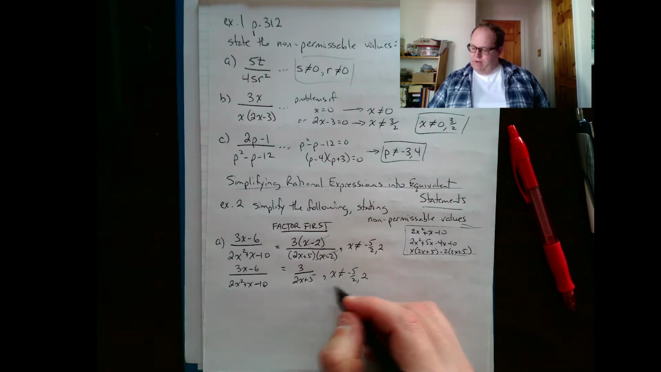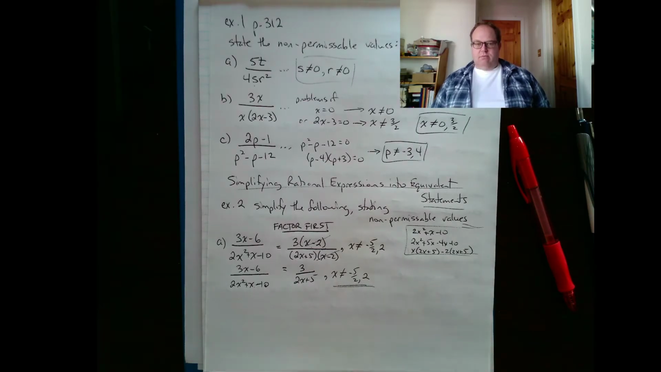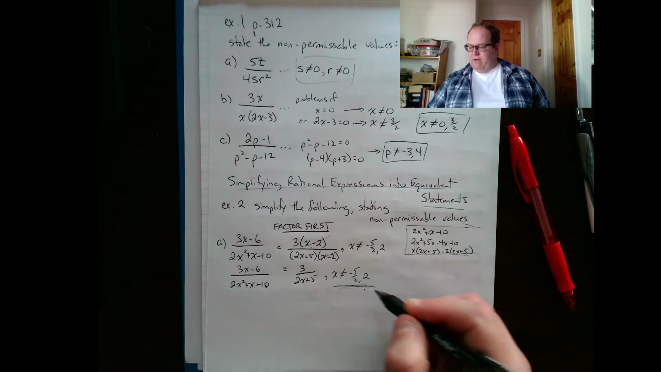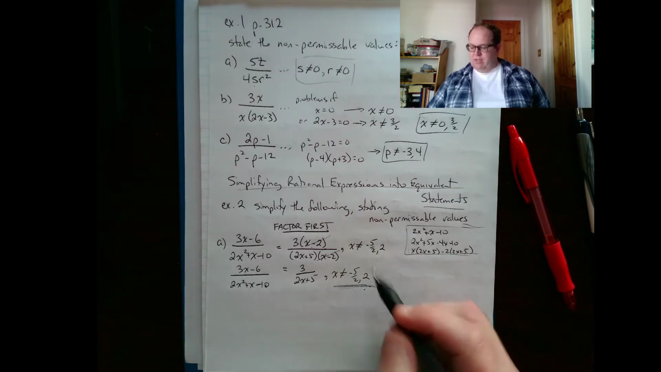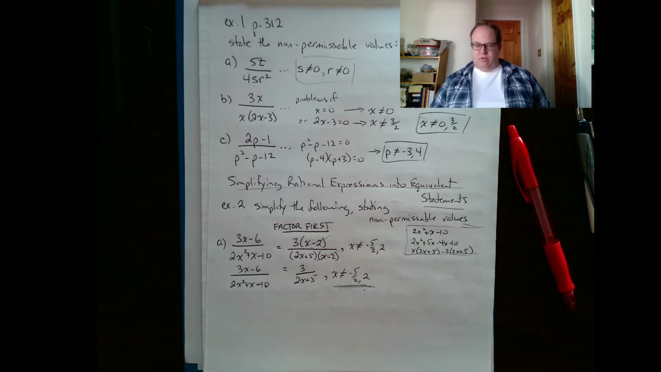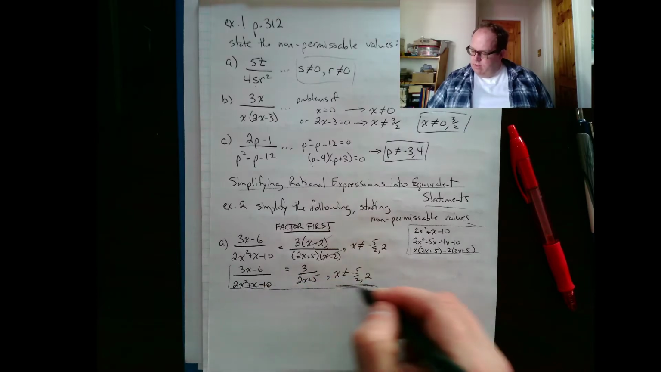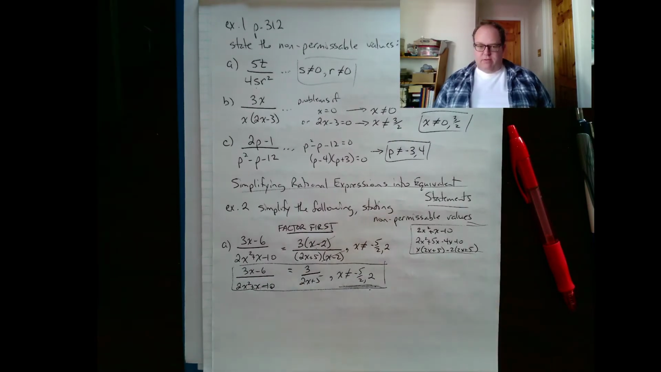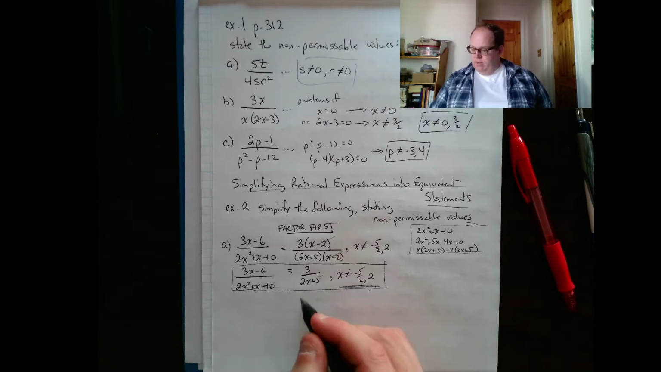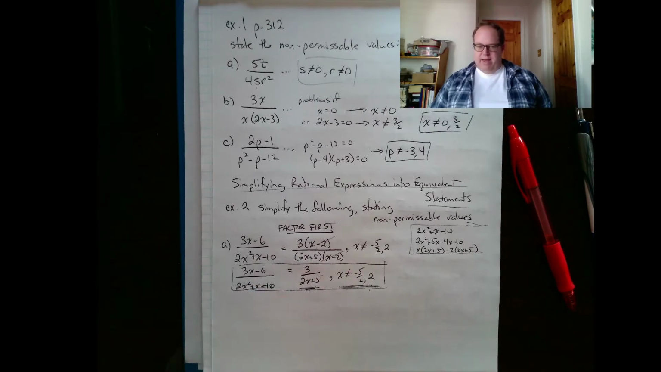And that's the whole point of the non-permissible values. It's so that when you're making equivalent statements, you can say where there's exceptions to that equivalence, where they are not equivalent, in fact. These two expressions are not equivalent at x equals negative 5/2 or x equals 2, because at least one of these doesn't exist at both of those numbers. So this would be my statement of equivalence. Or in other words, this is the simplified form of that.